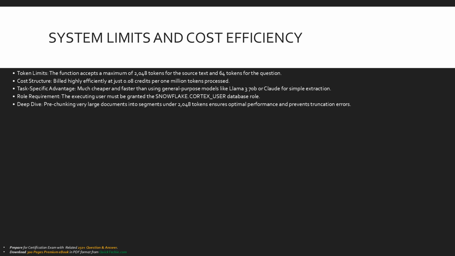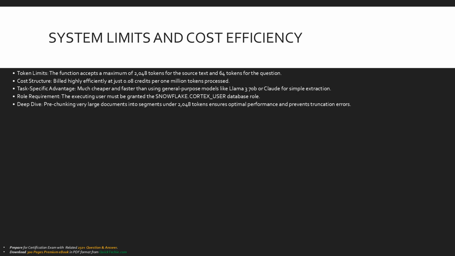As senior data engineers, we must always consider system limits and costs. Because Extract Answer uses a specialized, Snowflake-managed model, it operates with specific token boundaries, a maximum of 2,048 tokens for the source text and 64 tokens for the question. This makes it ideal for processing paragraphs, abstracts, and moderate-sized JSON payloads.